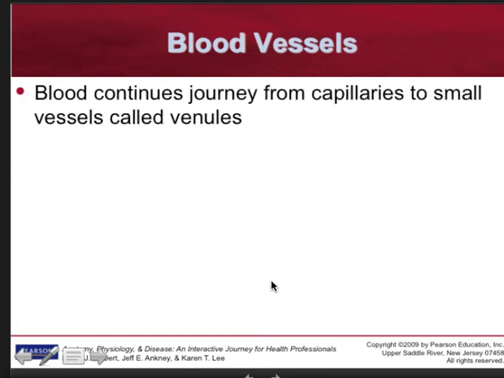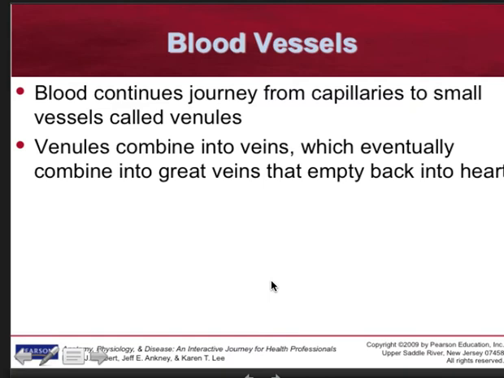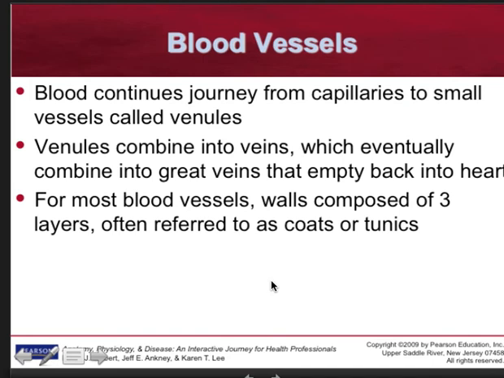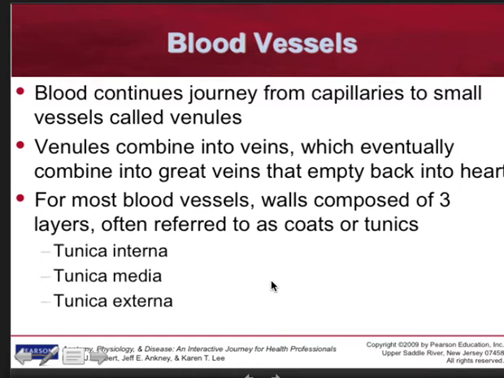Blood continues the journey from capillaries to small vessels called venules, which combine into veins, which eventually combine into the great veins, which empty back into the heart. For most blood vessels, walls are composed of 3 layers. These are called tunics, and there's 3 of them: the media, the interna, and the externa. We'll talk about what each one of them do.